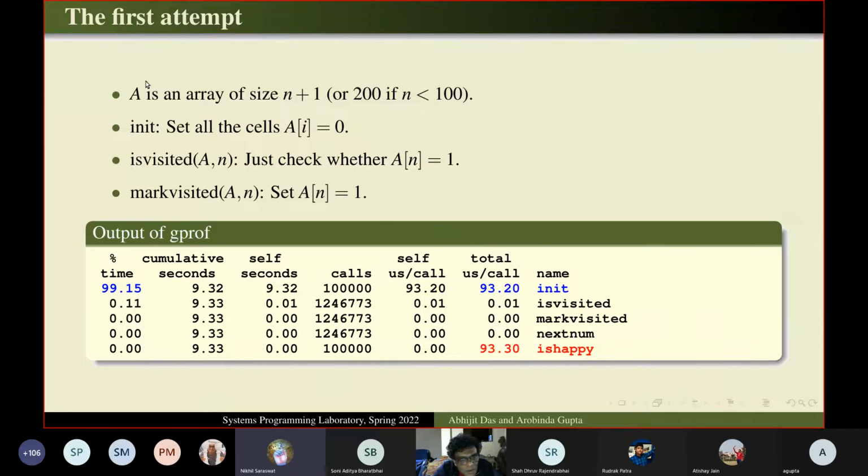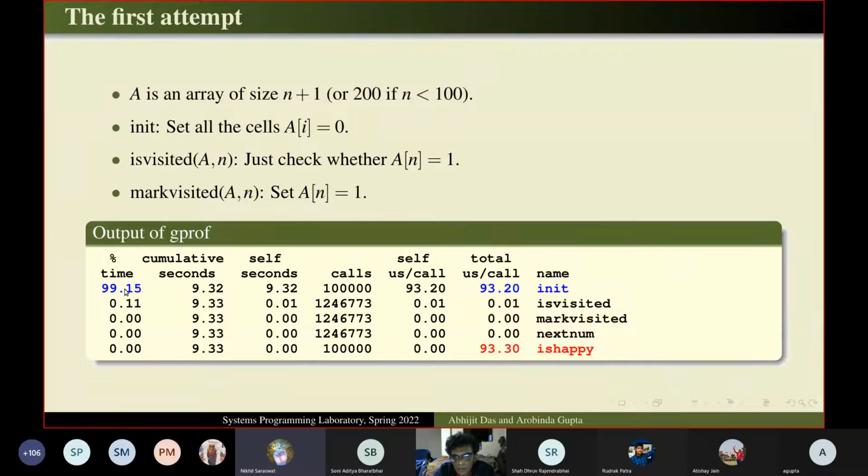this is the percentage time. For 99.15% of the time, the program was in the init call. A little bit of time is spent in the is visited thing. Mark visited essentially does not take any time. Next number also essentially does not take any time. And is happy, which is the final thing, takes only a very small amount of time. Most of the time is spent in that init thing.